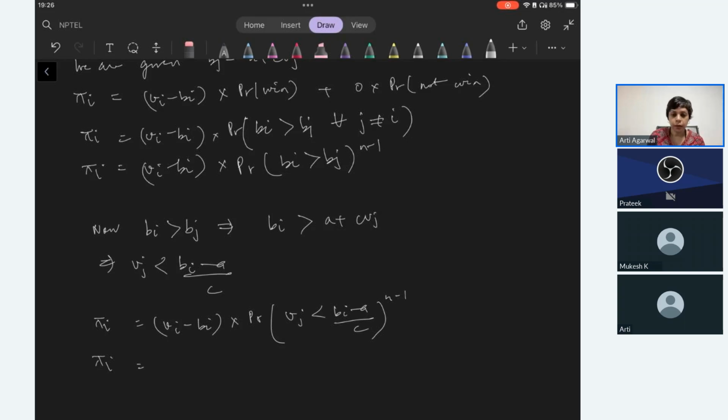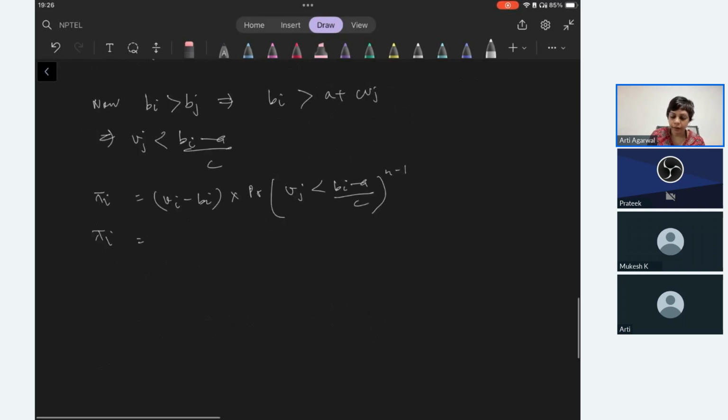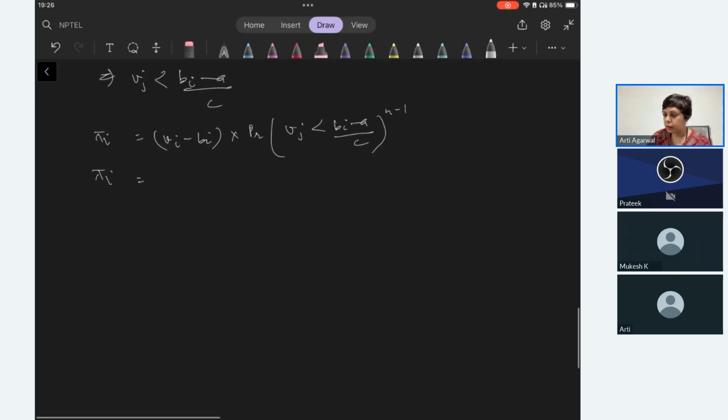So then we know that probability Bi greater than Bj is this value, Vj less than (Bi minus A) divided by C. So I just replace that expression in the bracket over here. The rest of it is the same. That is the main thing we had to do. Now, if we use our previous reasoning of the CDF, then let me actually make this more clear.